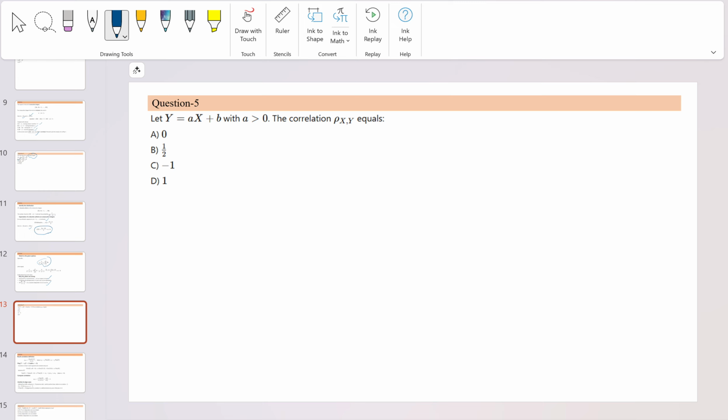Okay, let me give the solution for this. When you see question 5, it says let y equal ax plus b, with a greater than 0. So it is asking what is the correlation between x comma y.